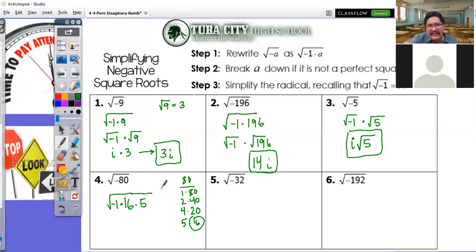So again, 5 cannot come out of that radical. So since it cannot come out of that radical, we're just going to go ahead and leave it in there. There's not really anything we can do with it. So it just stays in that radical. So we just have 4i times the square root of 5. And there we go. That's it.